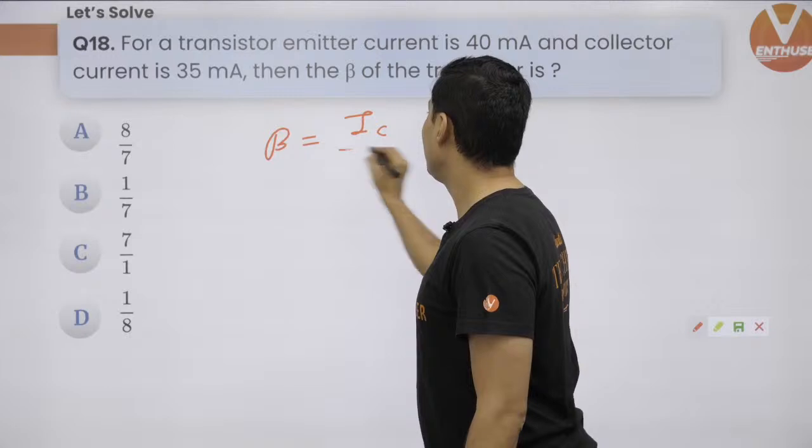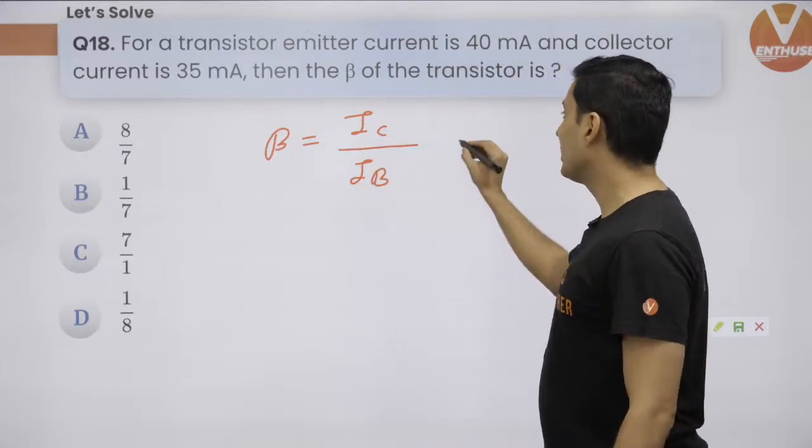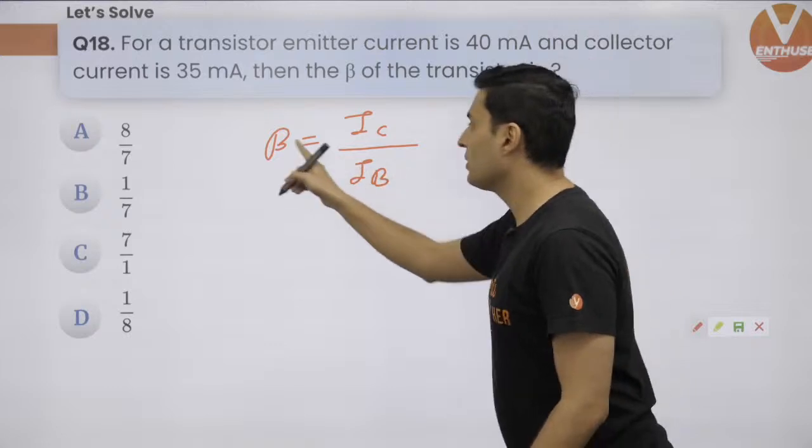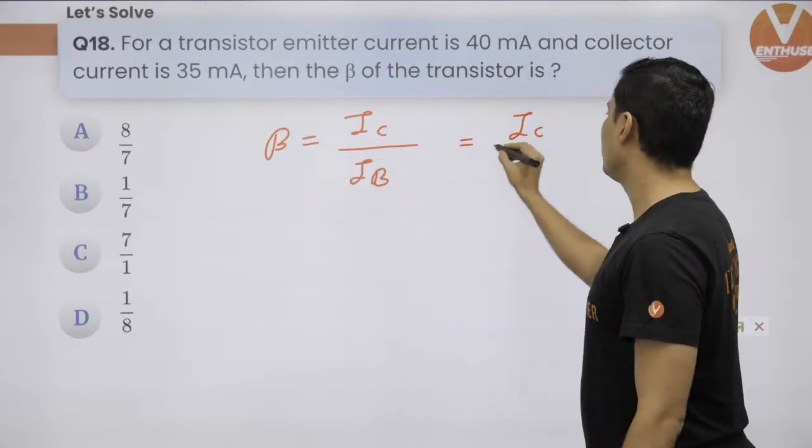Beta is the collector current divided by the base current. This is how you remember beta and B, they go hand in hand: the collector current divided by the base current.